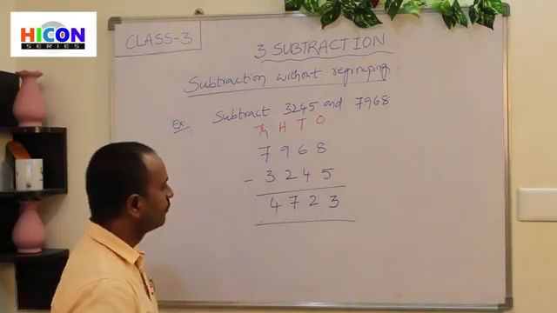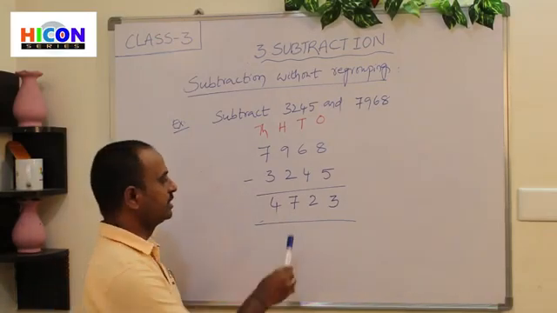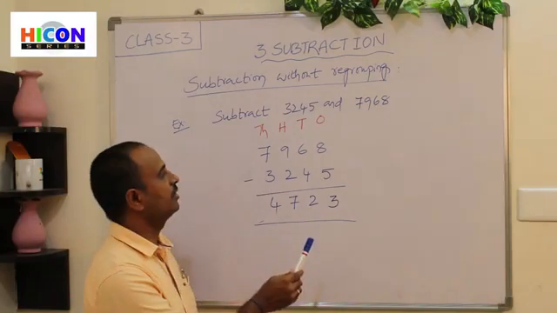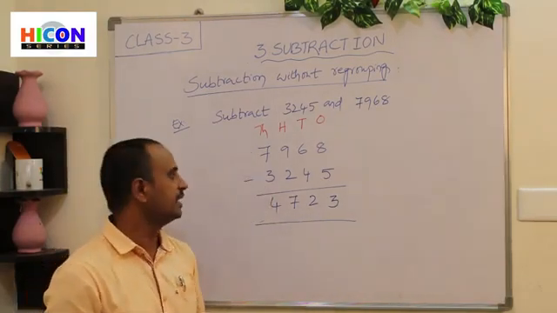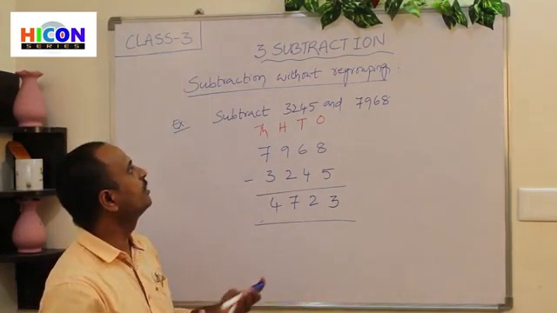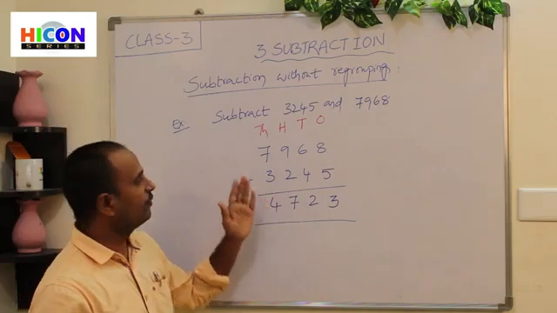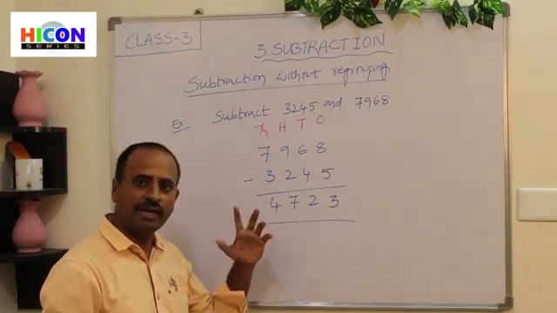The answer is 4,723. So in this way, we can do the subtraction of 4-digit numbers without regrouping. That means there is no need to borrow. Now we will practice some problems on subtraction of 4-digit numbers without regrouping. So let us go to exercise 1.